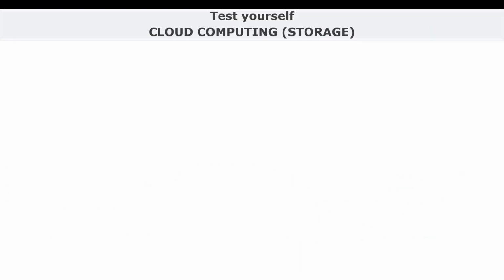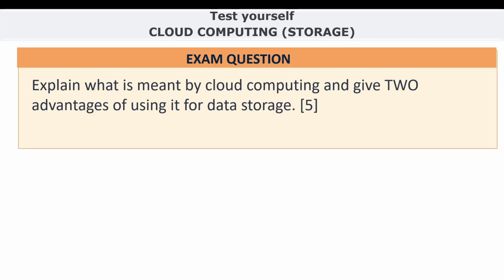Okay, so again, we have some test questions to test our understanding of cloud computing storage. So here's to explain what is meant by cloud computing. And in this case, we're looking at the storage, and you are supposed to give two advantages of using it for data storage. All right, so pause and then attempt to provide 5 points for this particular question.